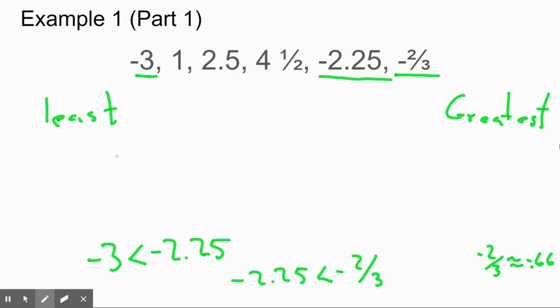So that means all of our negatives in order should go negative 3, negative 2.25, and negative 2/3.